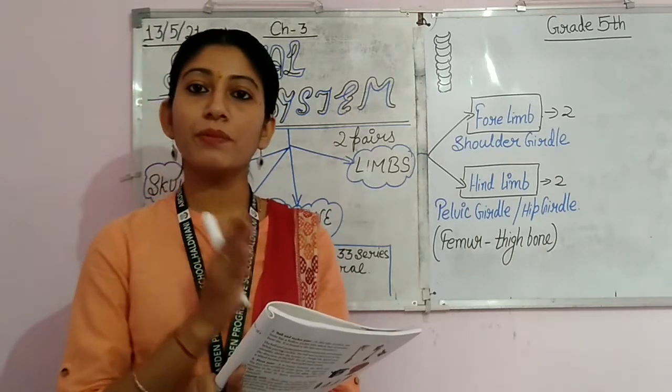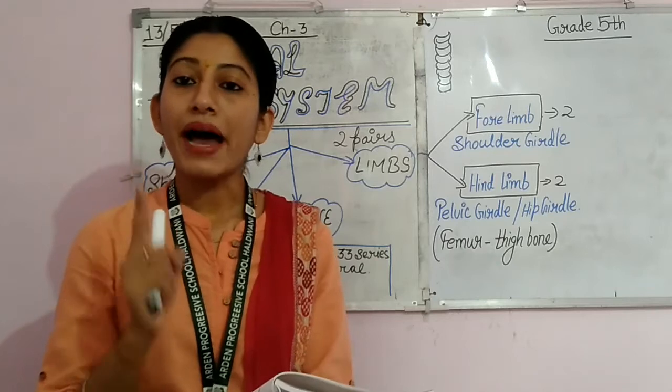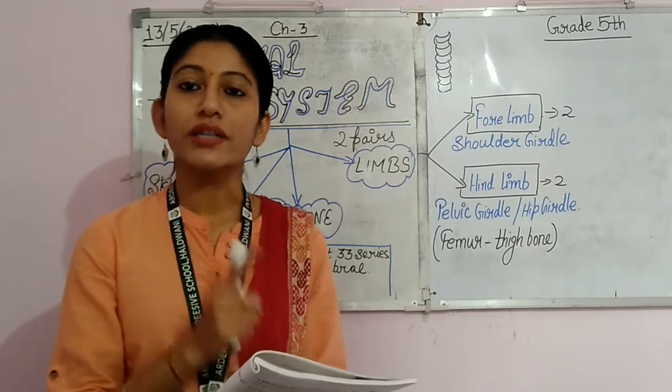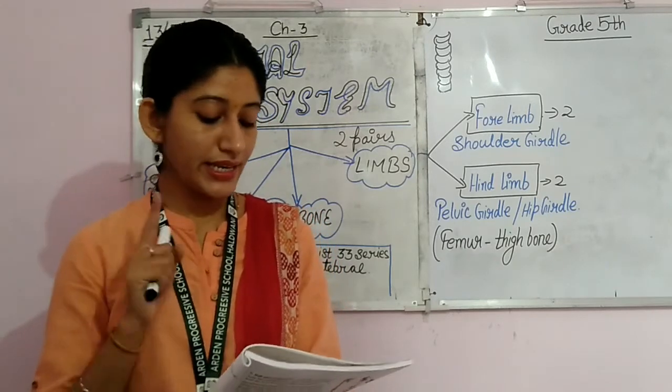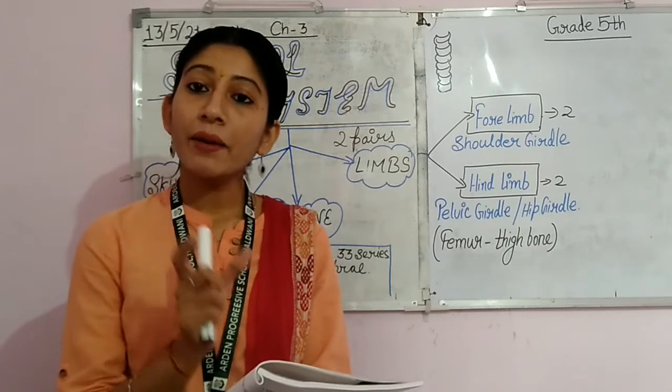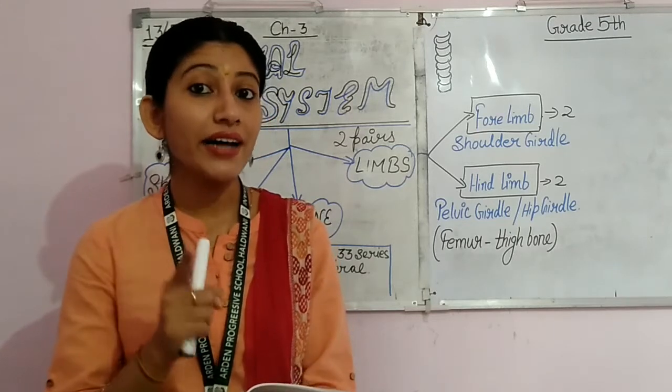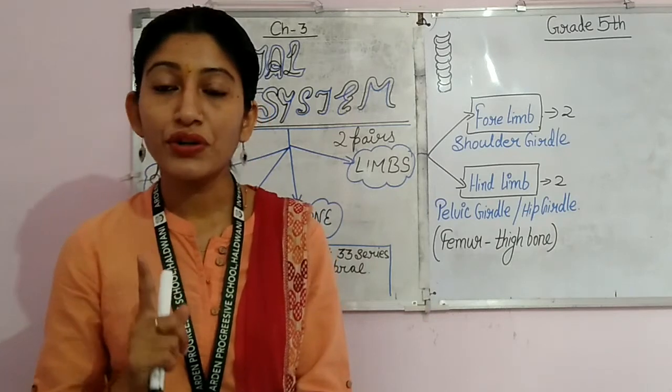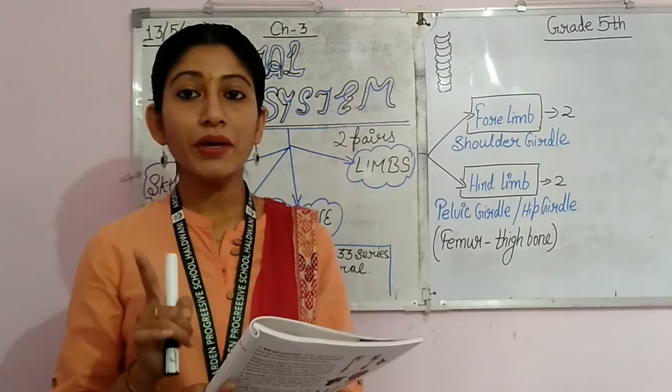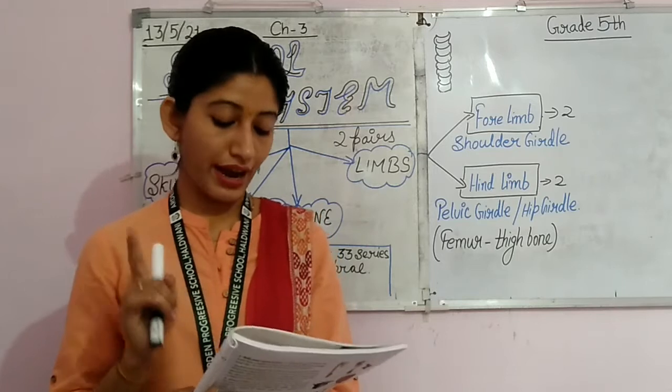You all know the skull protects the brain. The backbone protects the spinal cord. The rib cage protects the heart and lungs. This I have told you in the previous video.